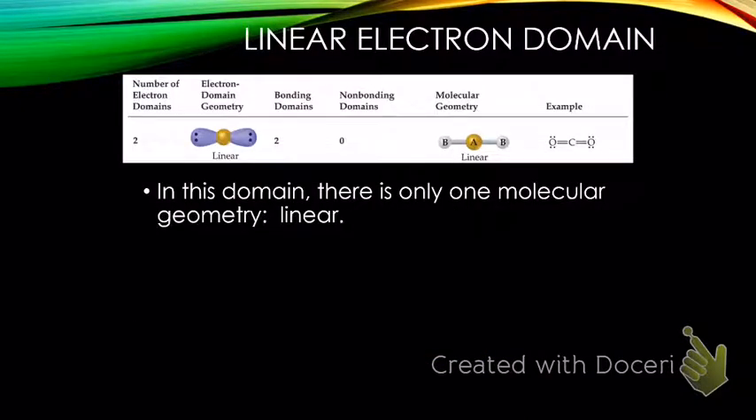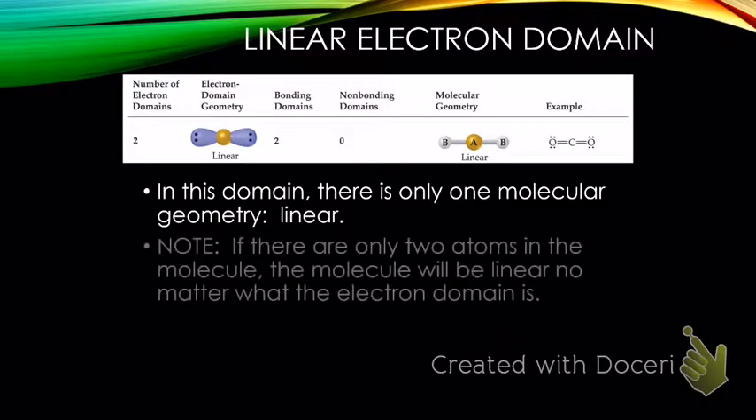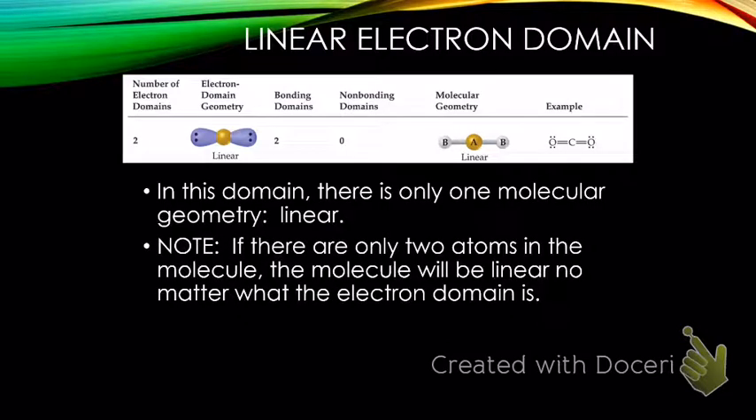So now we're just going to work through the different possibilities here. So, if there are only 2 electron domains, then that means that the example that we've already done was carbon dioxide. There's only one molecular geometry that's linear. There's only one way to put those and to maximize their space, and that's linear. Note if there's only 2 atoms in the molecule it's going to be linear no matter what the electron domain is, because you only have two points of reference, and the shortest distance between 2 points is a line.